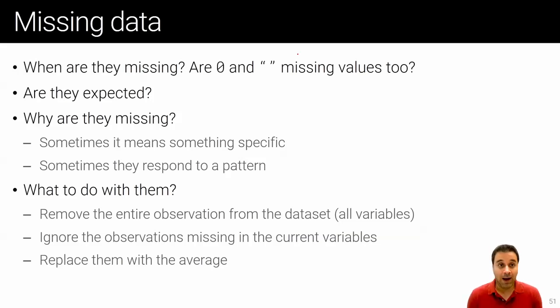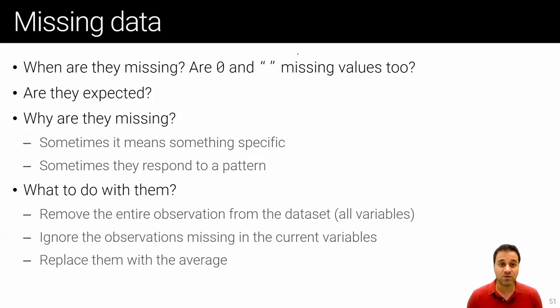And why are they missing? That means something specific. Maybe they respond to a certain pattern, like, hey, every time we have missing data in here, it's because this sensor just went crazy and it didn't give us any reading, for example. So instead of giving us a reading that was very much incorrect, it just didn't give us anything. Those are things that might be telling us something useful about the phenomena that the data is about. And then we have to decide, what do we want to do with them?